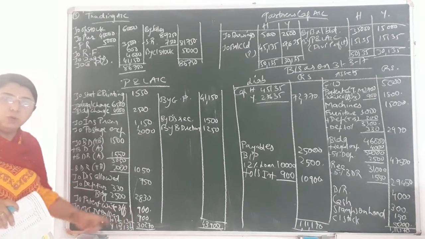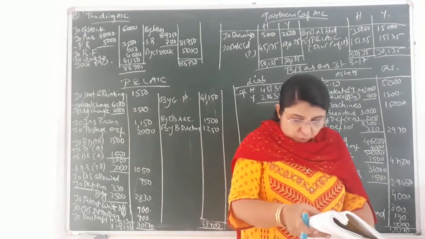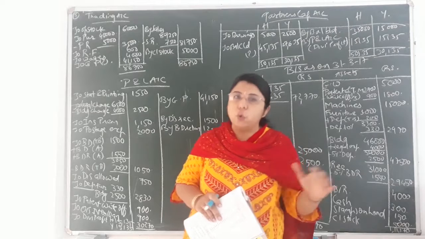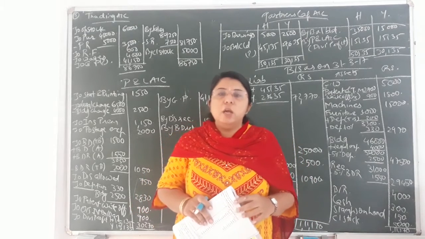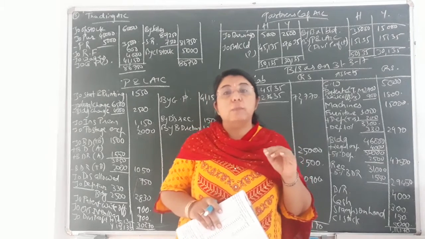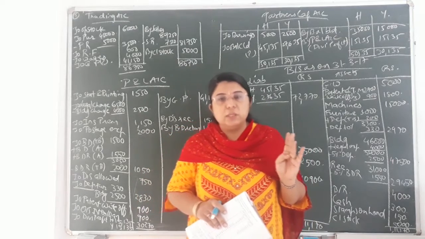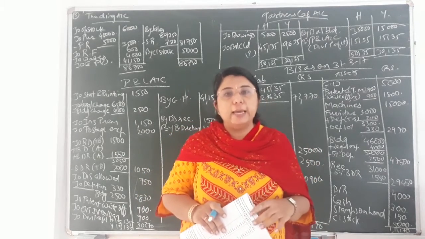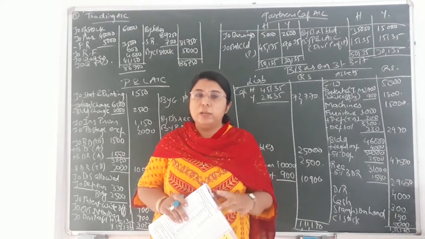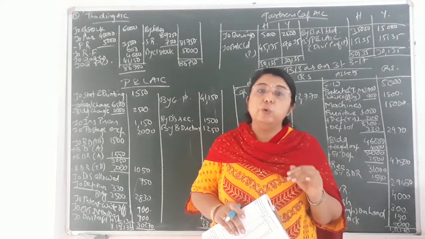Then afterwards, the hidden adjustment that is remaining is of the loan. The loan amount is 10,000. On 10,000, 12% interest for the whole year would come to 1,200. But we have taken the loan on 1st July, so up till 31st March it would come to 9 months only. That is July, August, September, October, November, December, January, February and March. So total 9 months interest you have to count on the loan of rupees 10,000 at 12%. For 10,000 at 12% for 9 months, it would come to 900.